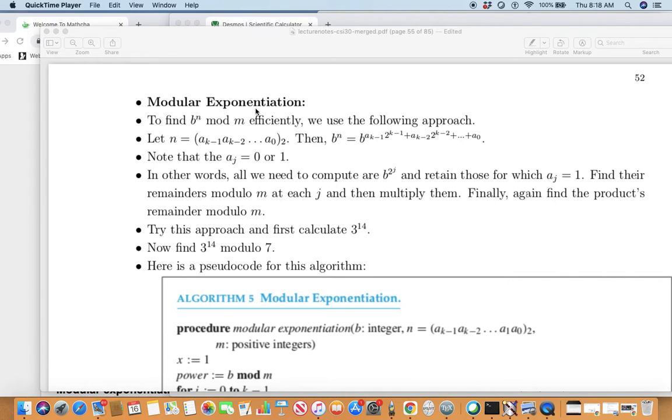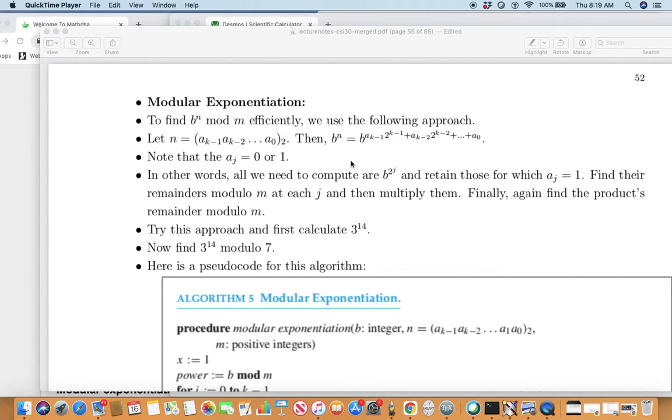Back to modular exponentiation. To find b to the power n mod m efficiently, we use the following approach. Take your exponent n, write it in base 2. Then b to the power n will be the product of b to the 2 to the j, up to a sub k minus 1. So it's the base 2 expression we are using here. Note that each of these coefficients is either 0 or 1.